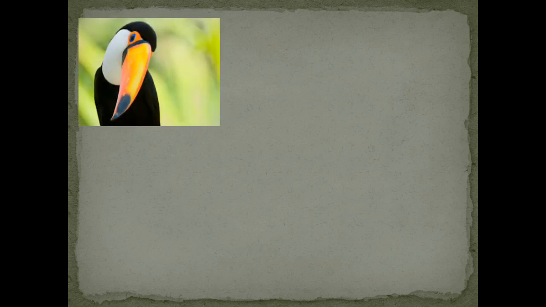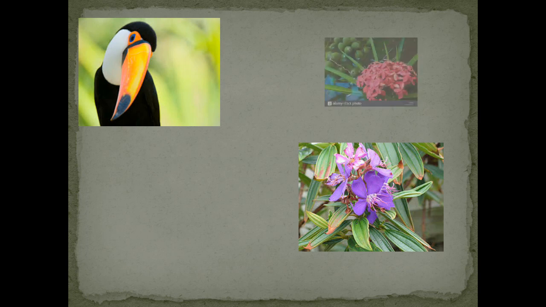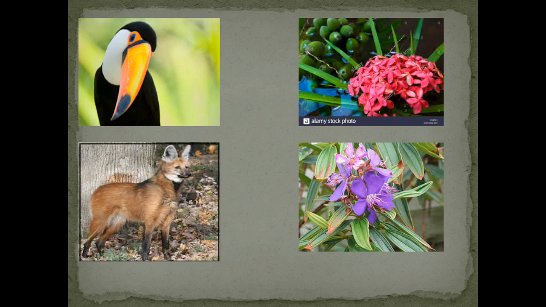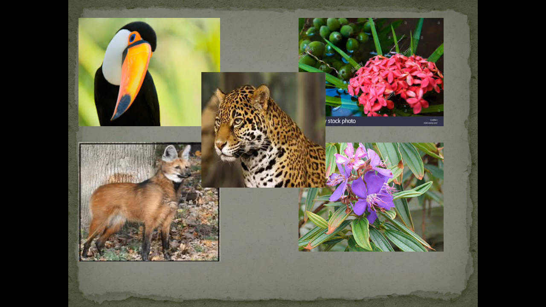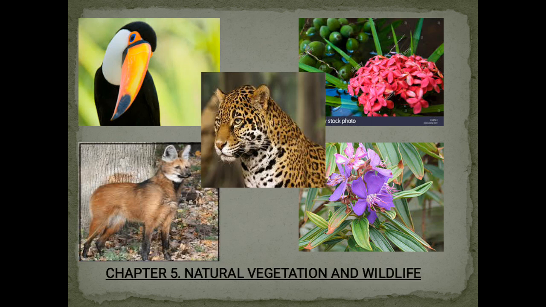Today, we will study the chapter, but before we begin the chapter, I want you to see these pictures and just guess the name of the chapter. Yes, you are absolutely right. We will be studying chapter number 5, Natural Vegetation and Wildlife. We will first study about the vegetation of Brazil.